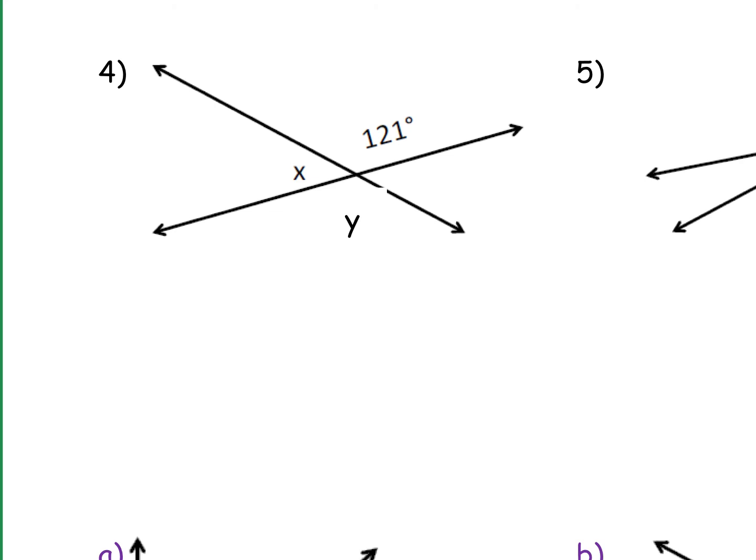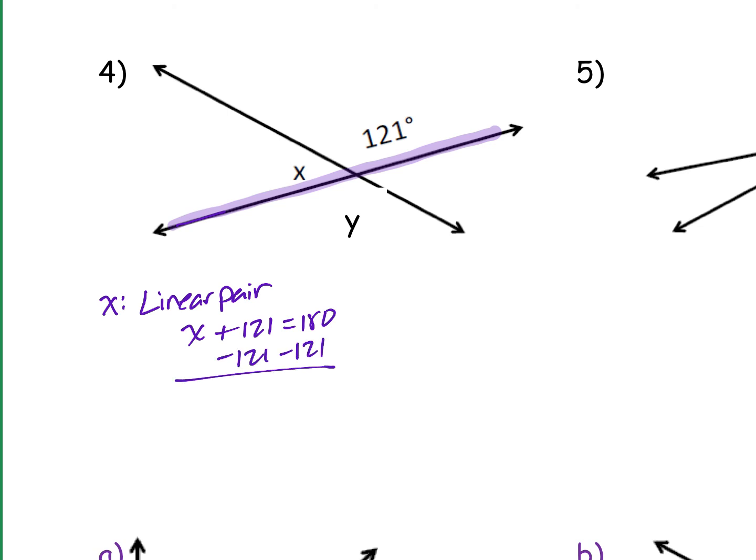If we're starting with X, what type of angle? Linear. It's linear, good. So if I start with X, that forms a linear pair. Okay, and then I'm going to say that X plus 121 equals 180. So subtract 121, and that gives me 59? That's 60, yep, good, 59 degrees.